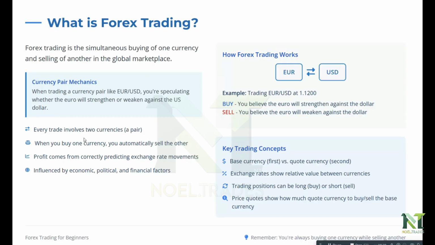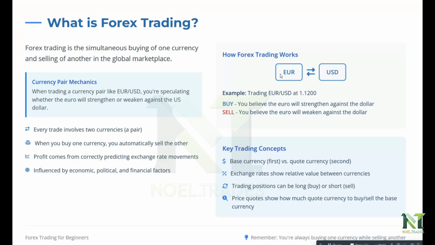So every trade involves two currencies, right? When you buy one currency, you automatically sell the other, because you are saying, if this one is going to gain strength, the other one relative to it is going to lose strength. That is how you are thinking. So profits come from correctly predicting exchange rate movement, and it's influenced by economic and political factors.